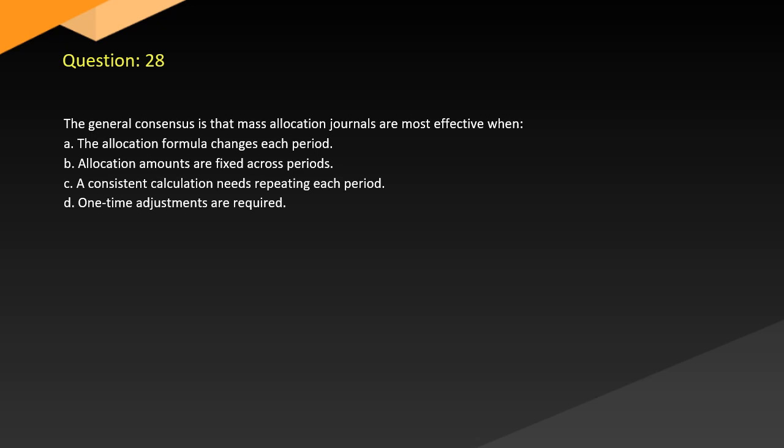Question 28. The general consensus is that mass allocation journals are most effective when A. The allocation formula changes each period. B. Allocation amounts are fixed across periods. C. A consistent calculation needs repeating each period. D. One-time adjustments are required.